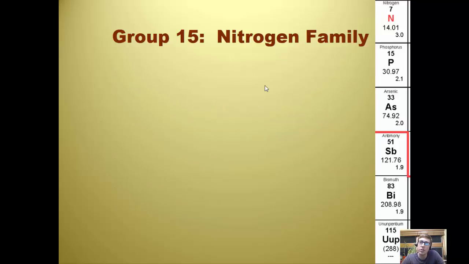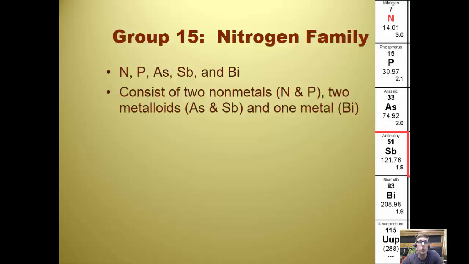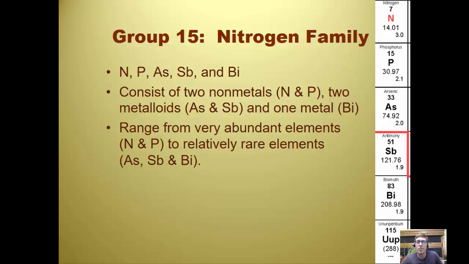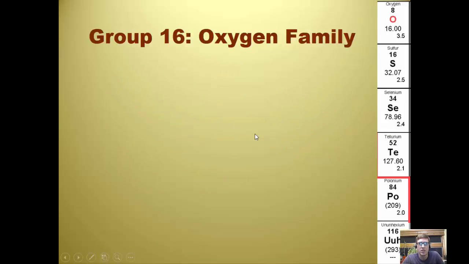Group 15, the nitrogen family, is nitrogen, phosphorus, arsenic, antimony, and bismuth. It consists of 2 nonmetals, nitrogen and phosphorus, 2 metalloids, arsenic and antimony, and 1 metal, bismuth. They range from very abundant elements, nitrogen and phosphorus, to relatively rare, arsenic, antimony, and bismuth. Again, antimony, very difficult to look here and get antimony from it, something you just got to know. And they contain 5 valence electrons, again, group 15.